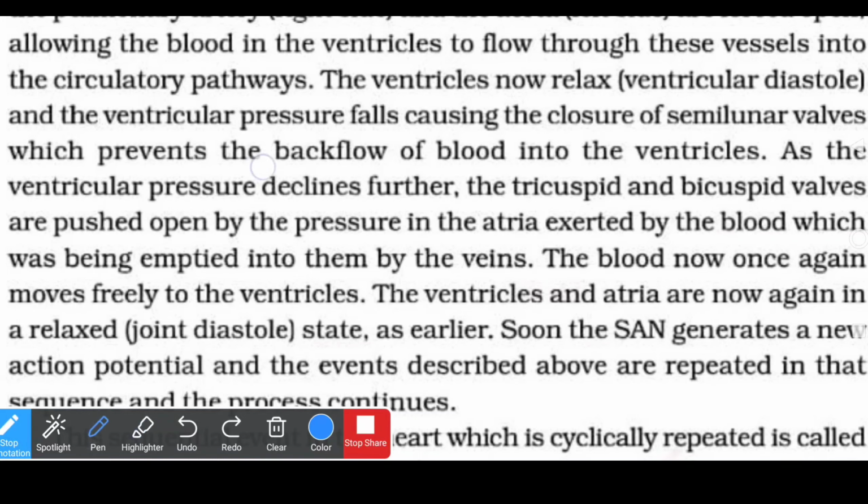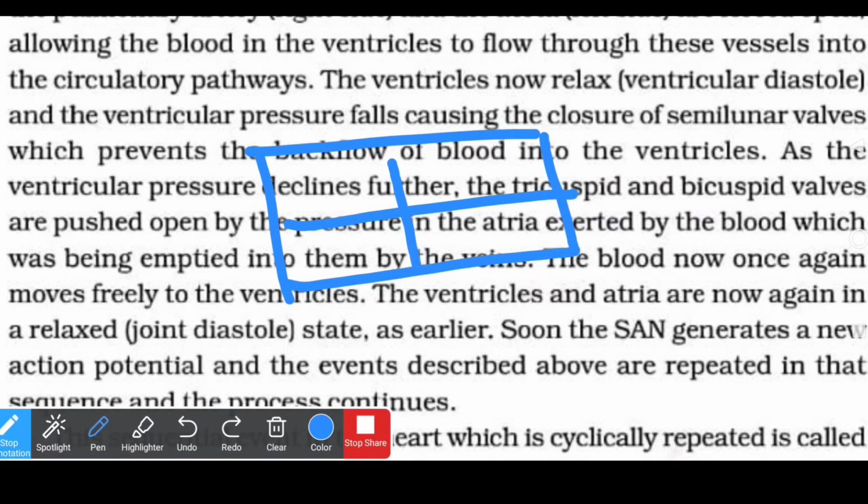So I'll be drawing a brief box diagram of my heart. This one is the right atrium, this one is the right ventricle, this is the left atrium and the left ventricle. Here we have the tricuspid valve, and here the bicuspid valve. Whenever the SA node has made an action potential, ultimately 30% of the blood flow has been increased here, and the blood will be entering into the right ventricle here, and the left ventricle here. Now what will happen?